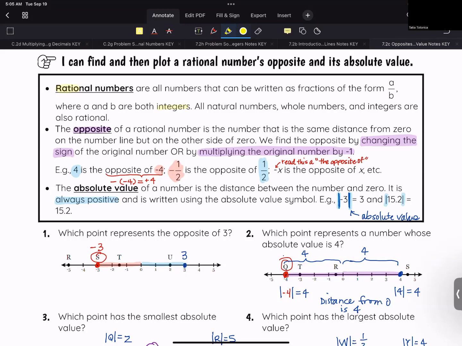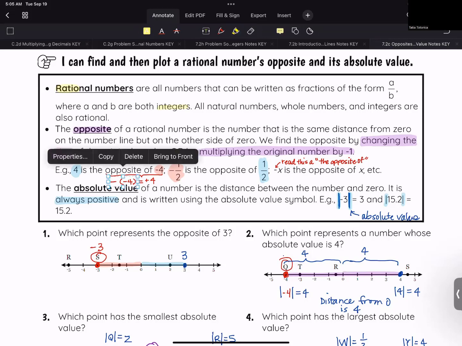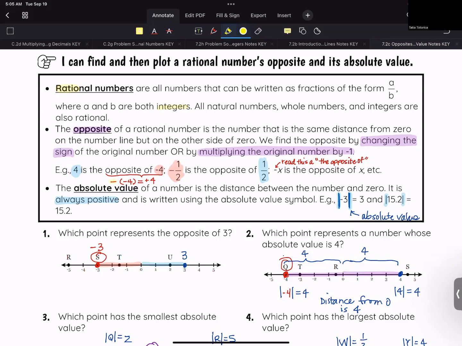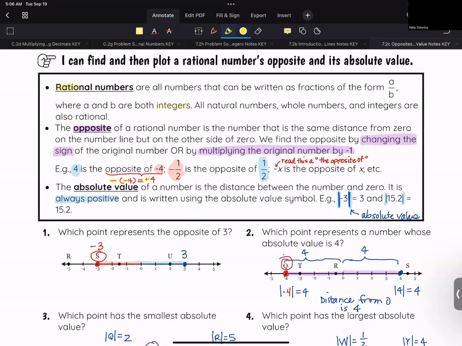The opposite of a rational number is the number that is the same distance from zero on the number line, but on the other side. So we can find the opposite by changing the sign of the original number or by multiplying the original number by a -1. So if we look at this example here, 4 is the opposite of -4. We could read that as the opposite of -4 is going to be a +4. Likewise, -1/2 is the opposite of 1/2, because if I put the negative symbol in front of the half, I end up getting this -1/2.